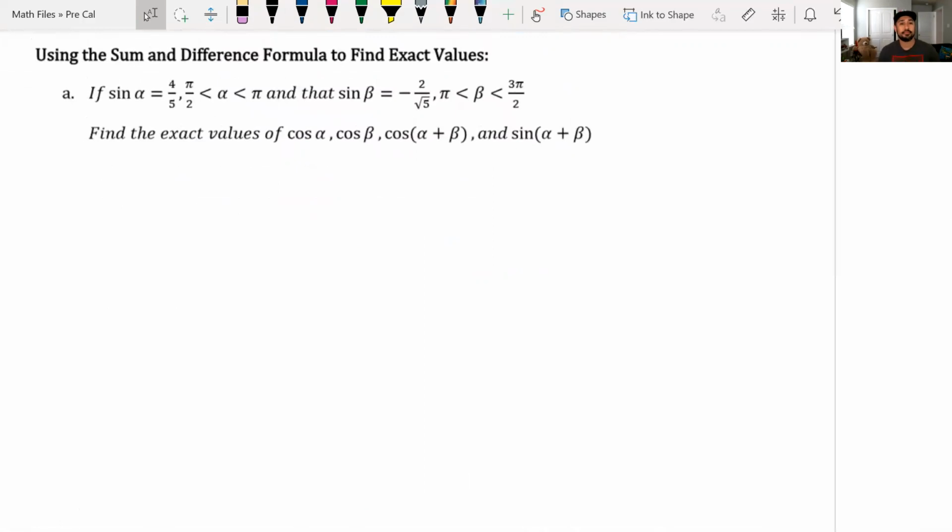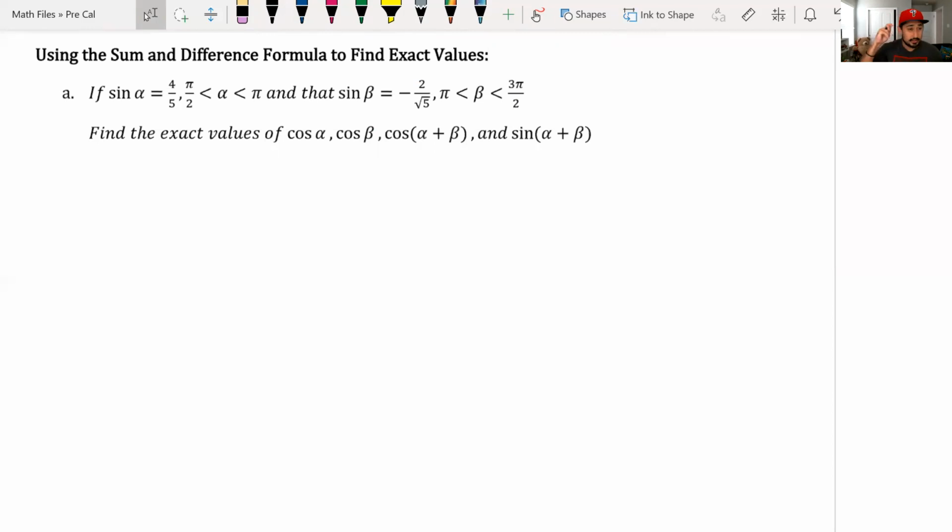So next, use sum and difference formulas to find exact values. Sine alpha is 4/5, and alpha is between pi over 2 and pi, and sine beta is negative 2 over square root of 5, and beta is between pi and 3 pi over 2. Find the exact values of cosine alpha, cosine beta, cosine of alpha plus beta, and sine of alpha plus beta.